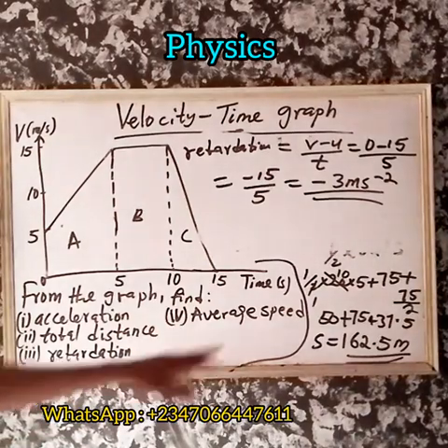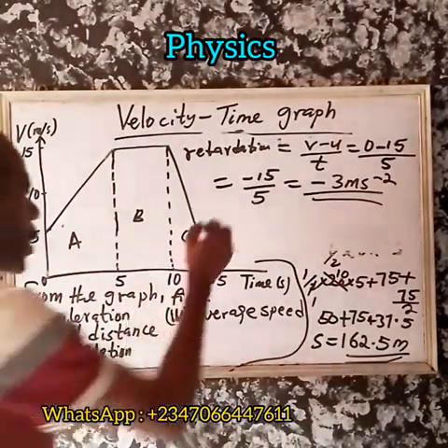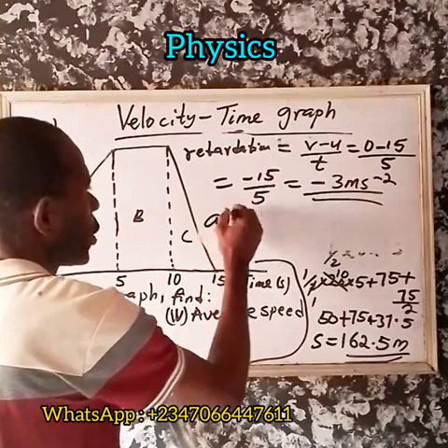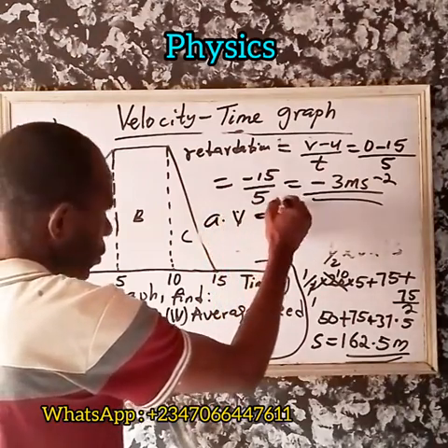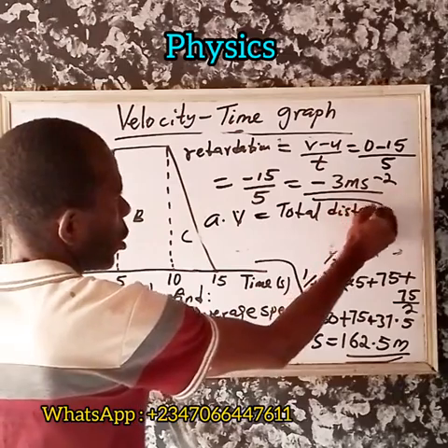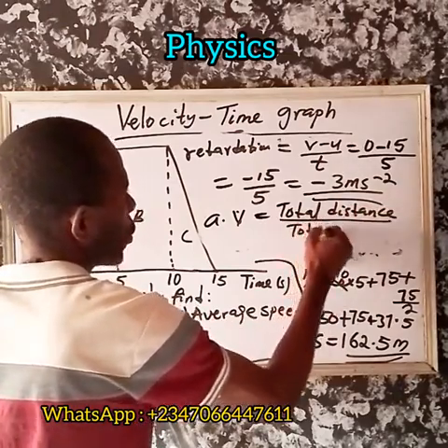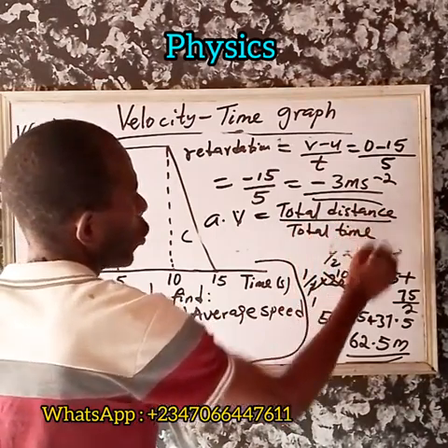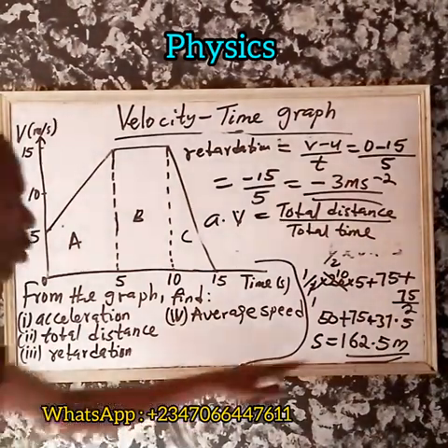It says average speed. Average speed is denoted by what? Total distance all over the total time. Or simply put, time taken. Now we have calculated the total distance. What is the total distance? Total distance is 162.5. Look at it here.